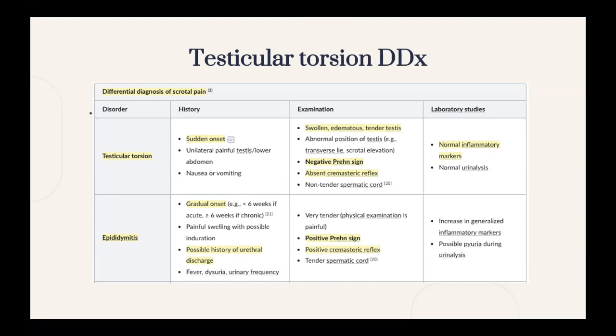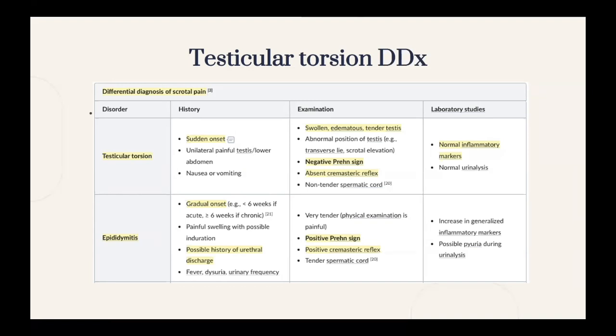This is a sign that is specific for epididymitis. As you can see, it's a positive Prehn sign. What happens? When we raise the testes, the pain should be relieved. When the pain is relieved, this is epididymitis, not testicular torsion. Because in testicular torsion, even if you elevate it, the spermatic cord is still occluded, so there is no relief of pain.